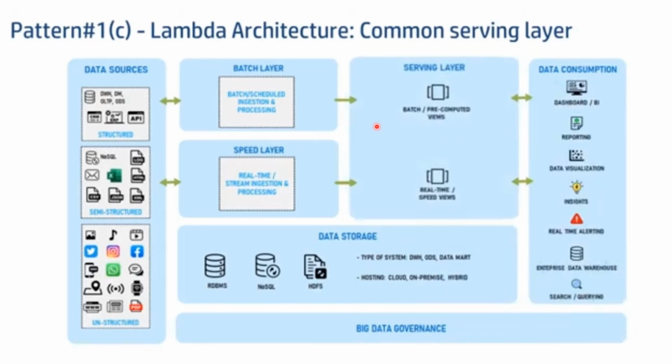So the final Lambda pattern variant is the common serving layer, which combines both layers of batch and speed into one common layer which caters to the consumption layer.